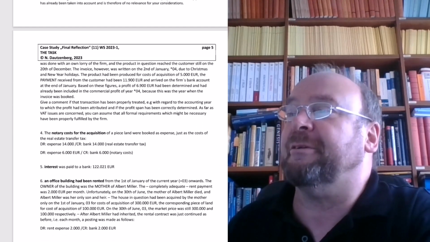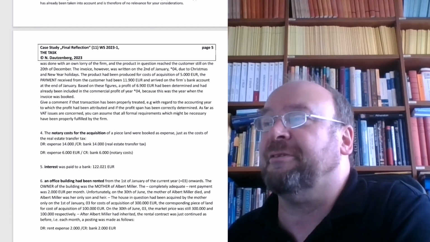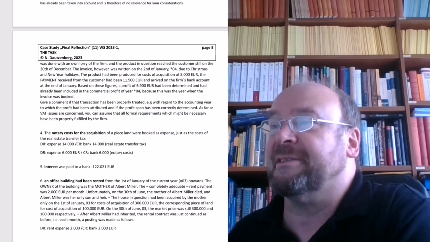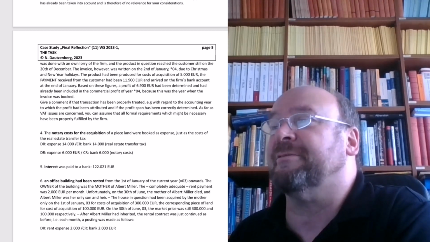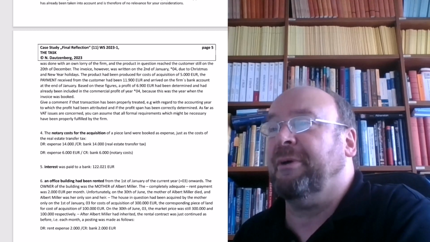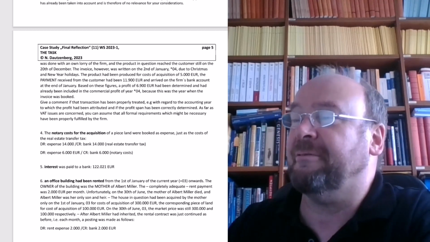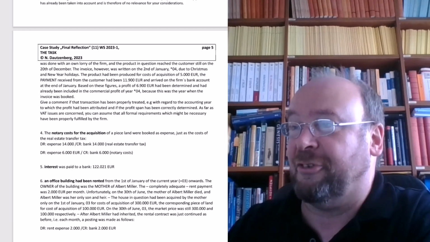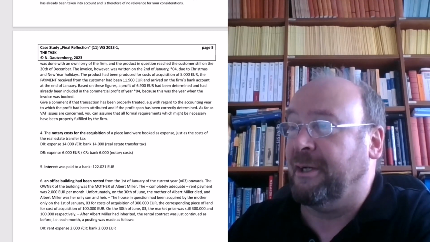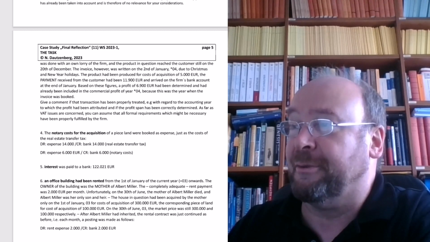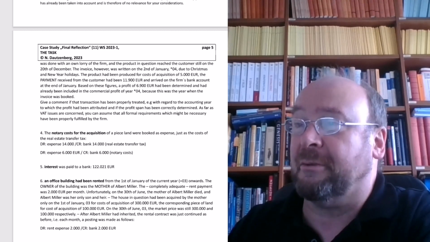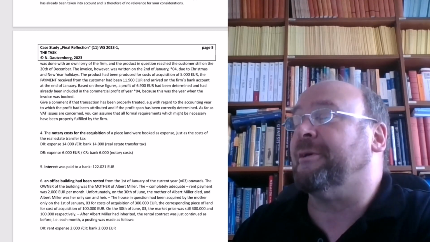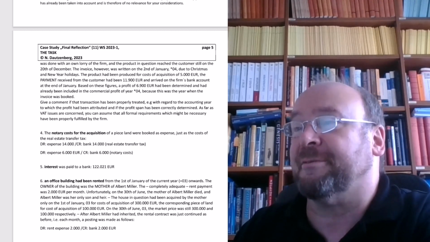The invoice, however, was written on the 2nd of January of the next year, so '04, due to Christmas and New Year holidays. The product had been produced for costs of acquisition of €5,000. The payment received from the customer had been 11,900 and arrived on the firm's bank account at the end of January. Based on these figures, a profit of €6,900 had been determined and had already been included in the commercial profit of year 4, because this was the year when the invoice was booked.